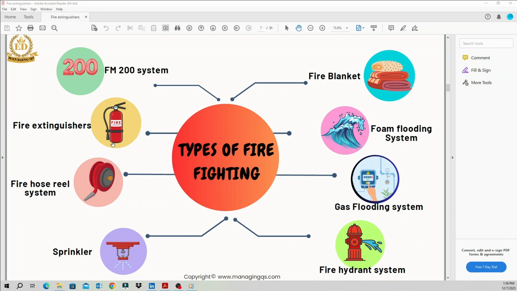Now let's move forward. In this session we are going to discuss the 8 types of firefighting systems. So you should understand very carefully. Once you learn very properly, you will be able to do anything for firefighting.